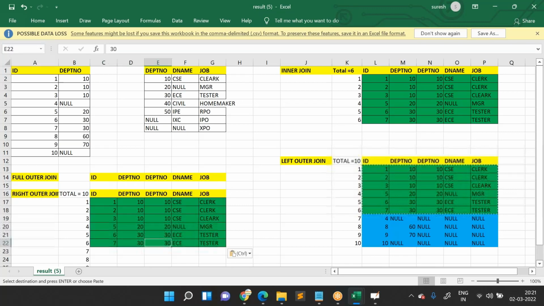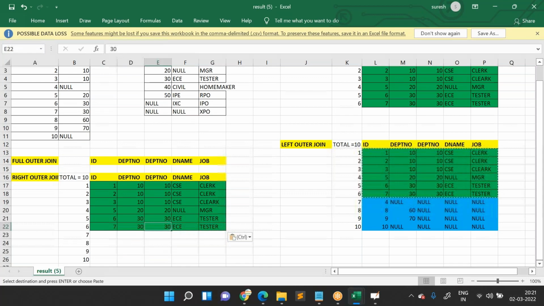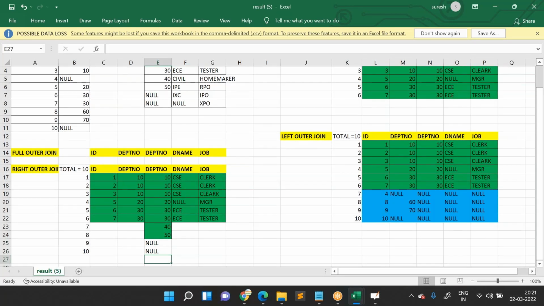Along with that, we are going to get the non-matching records from the right table. What are the non-matching records from the right table? First, you copy the non-matching record IDs: 40, 50, null, null. These are all the non-matching records. For these non-matching records, the left side values always come as null. You don't have any values.